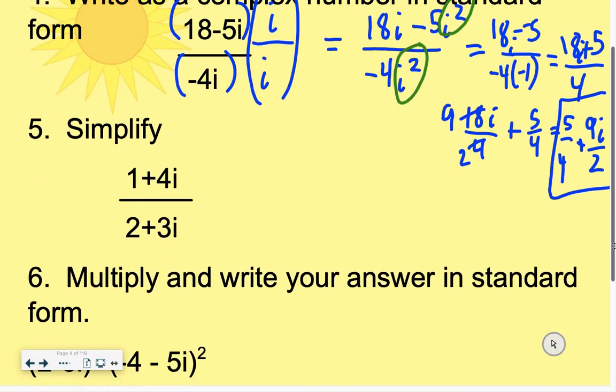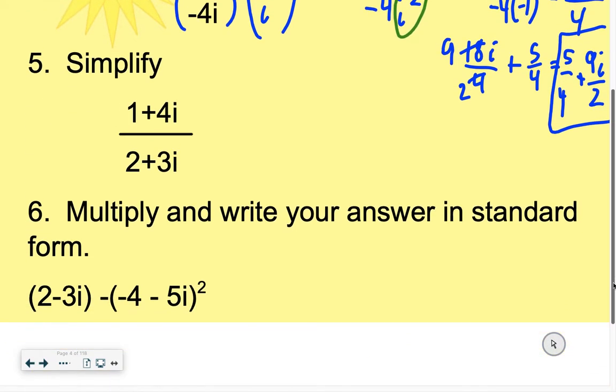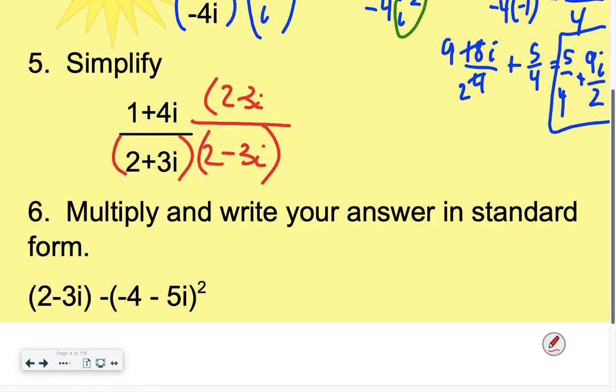Now with number 5, I have to do something similar, but I have to get the i out of the denominator by multiplying by what's called the complex conjugate. And the complex conjugate is the same thing as the denominator, except with the opposite sign between them. So if it's a plus, change it to a minus. If it's a minus, change it to a plus. And once again, you have to do that to both the top and the bottom. Okay?